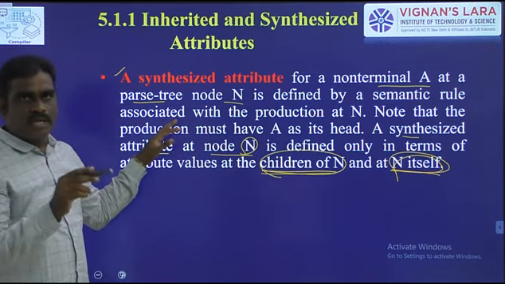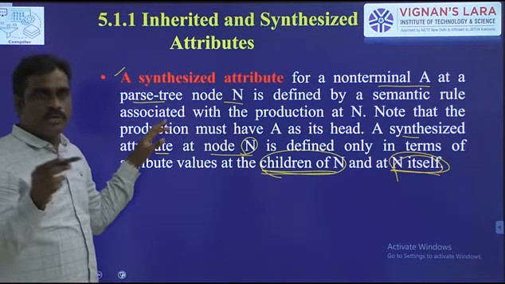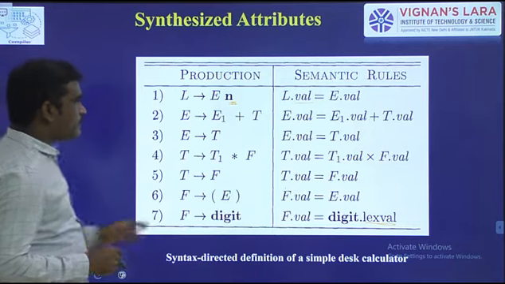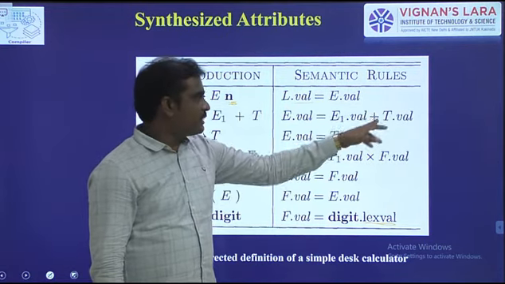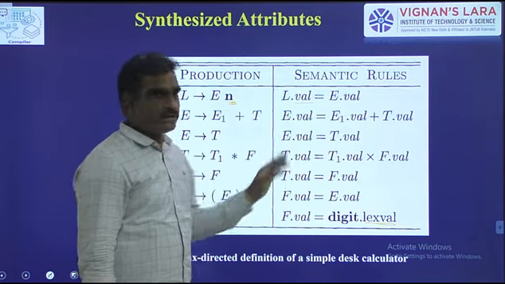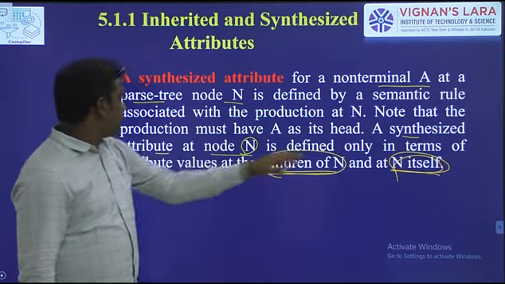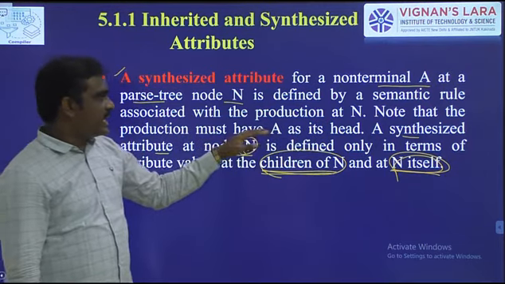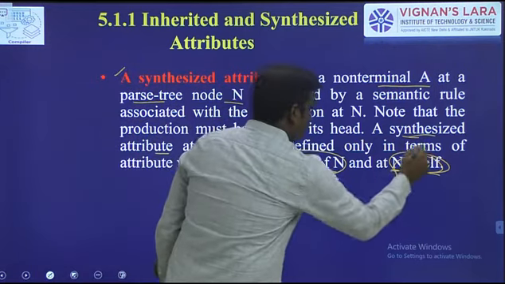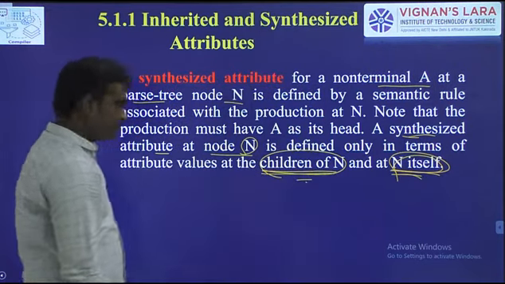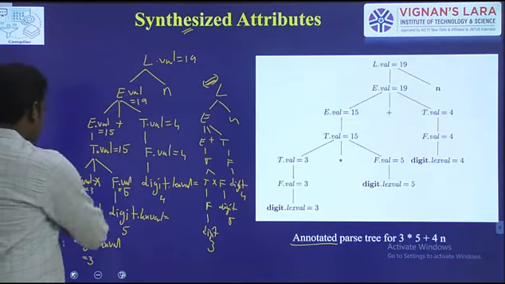Suppose like E to E plus T. How to get that E.value? First we have to compute this value and then this value. After that we have to perform the action, then only you will get this value. The production at N must have A as its head. So here the synthesized attribute means we are concentrating on these 2 points. So it is a bottom-up approach.